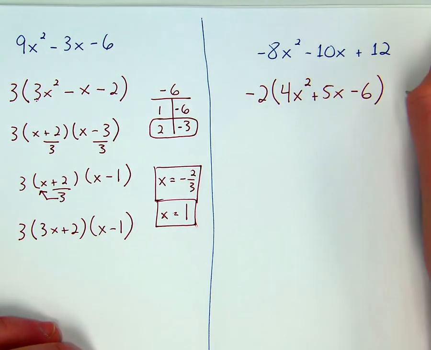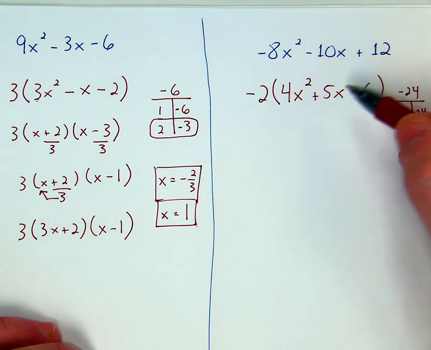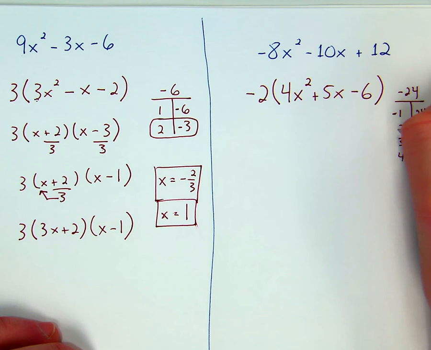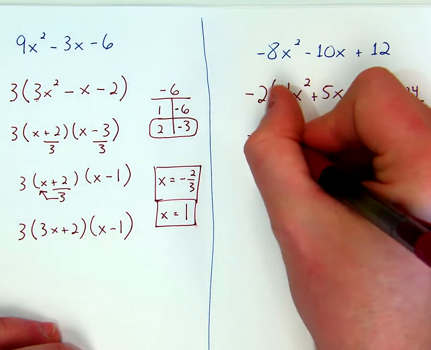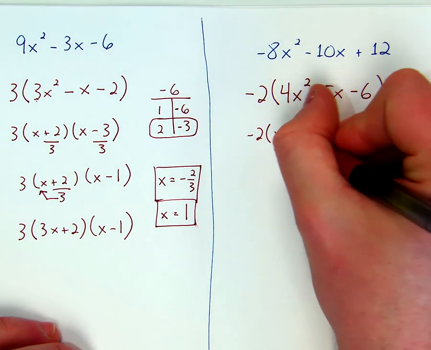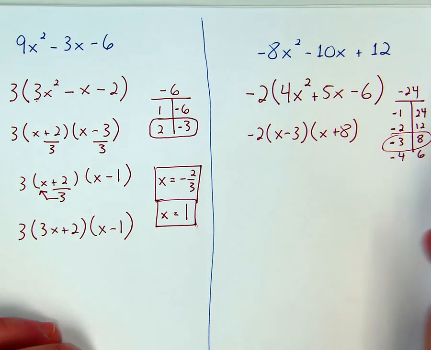4 times negative 6 is negative 24. I can list the factors of negative 24. And I know that they'll have opposite signs because they multiply to a negative. They add to a positive. So I know that the sign of the bigger number is positive. Negative 3 and 8 add to 5. So we'll start with negative 2 times x minus 3 times x plus 8.